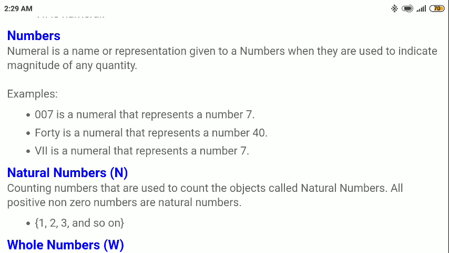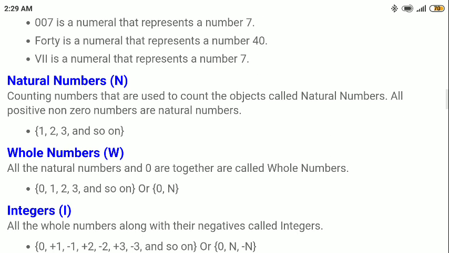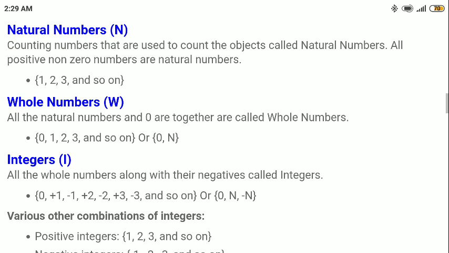So for example, 007 is a numeral that represents the number 7. 40 is a numeral that represents the number 40. So all three examples which we saw in the previous case, all three are numerals, but they are representing something in the numbers. They are representing the numbers. So let us talk about some special groups of the numbers.